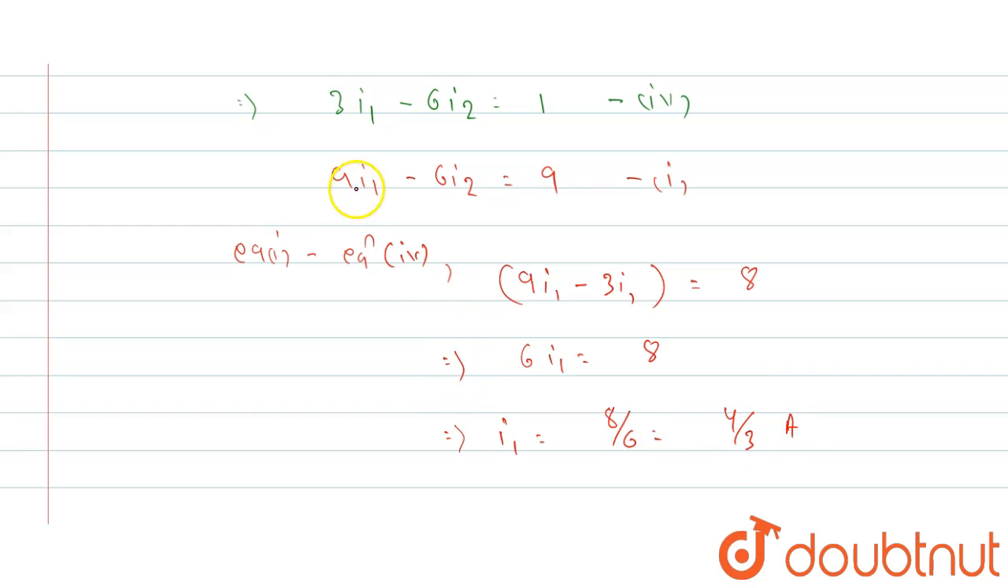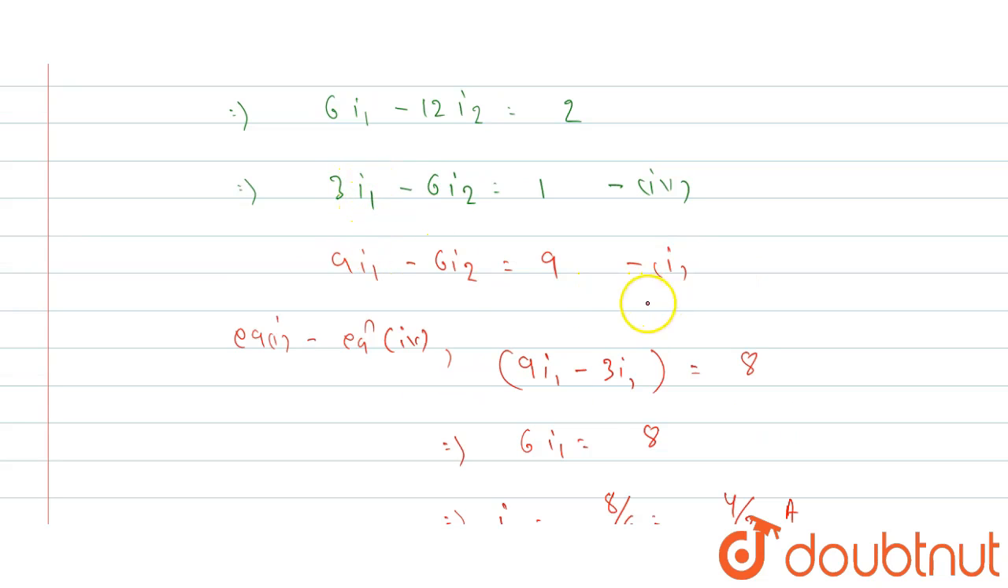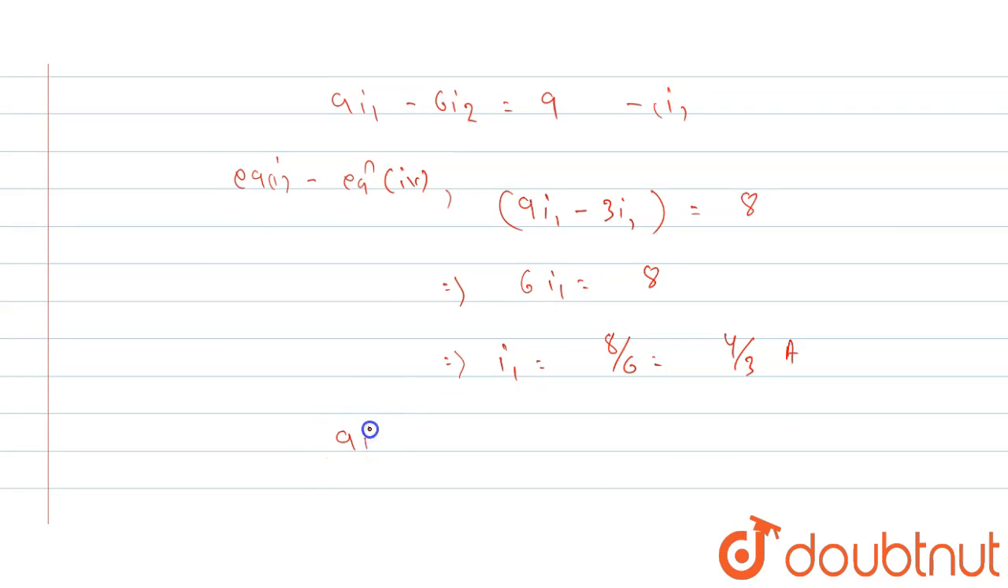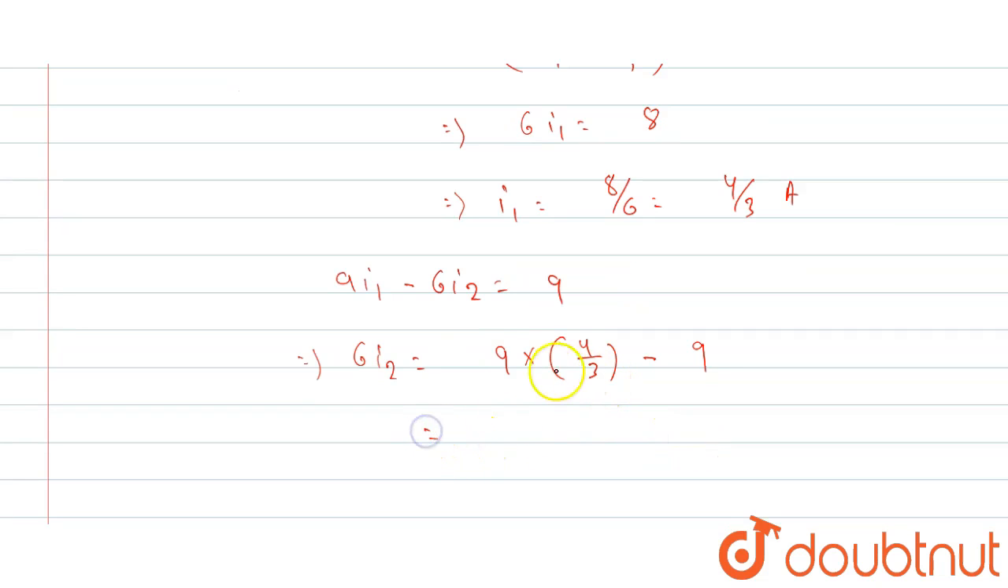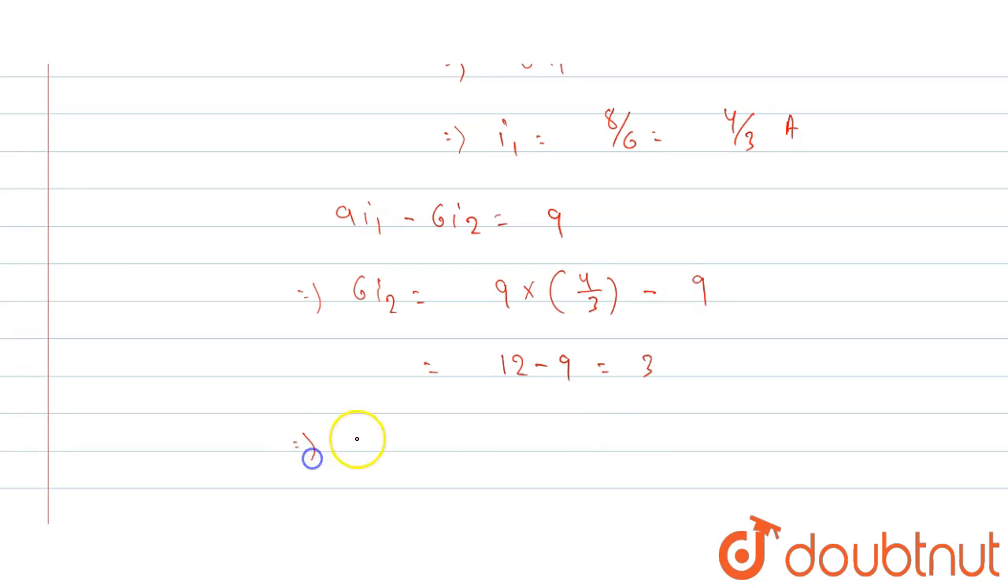Now, students, again, from equation 1, we know 9I1 minus 6I2 is equal to 9, right? That implies 6I2 will be equal to 9 into I1, and I1 we have found 4 divided by 3, minus 9. So, students, 3 cancelled with 9 is 3, and we get 12 minus 9, which is equal to 3. That implies, students, I2 we have found out 3 divided by 6, or half ampere.